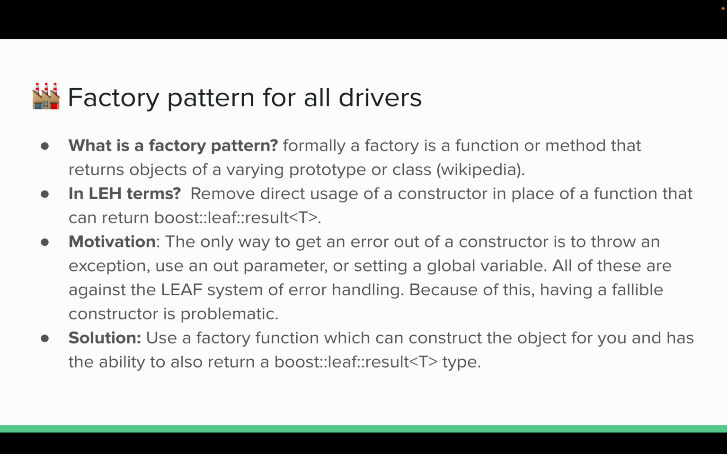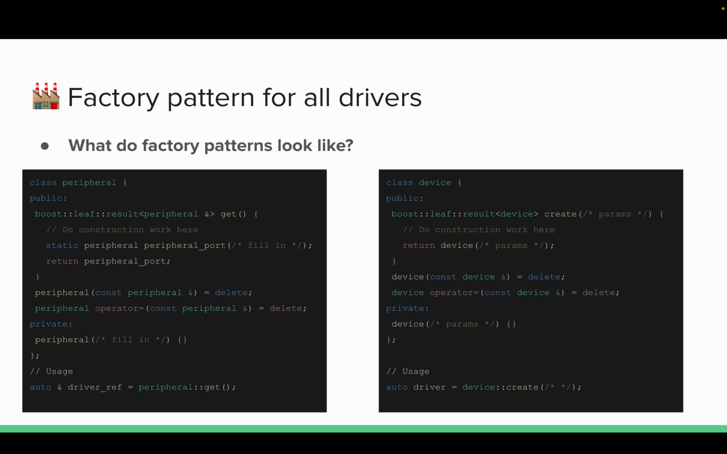So I was looking for other alternatives, talked to the maintainer of Boost Leaf, and they pretty much told me, yeah, make your constructor private, make a factory. The factory can return back a result or your own object. So that is the solution. Now I'm going to show you how it's supposed to look. So here are a couple of code snippets.